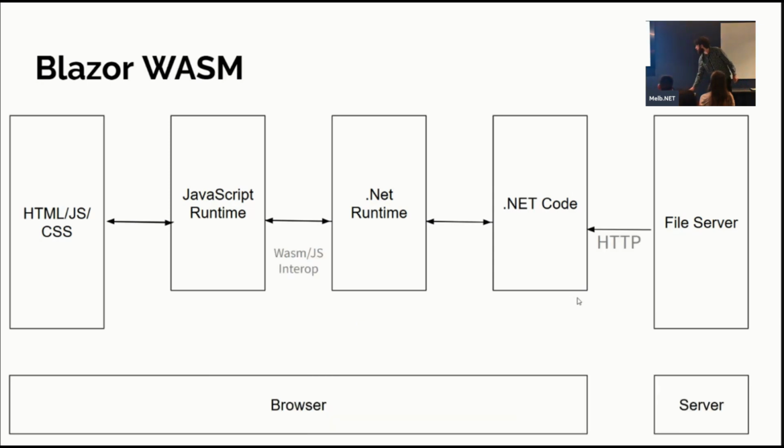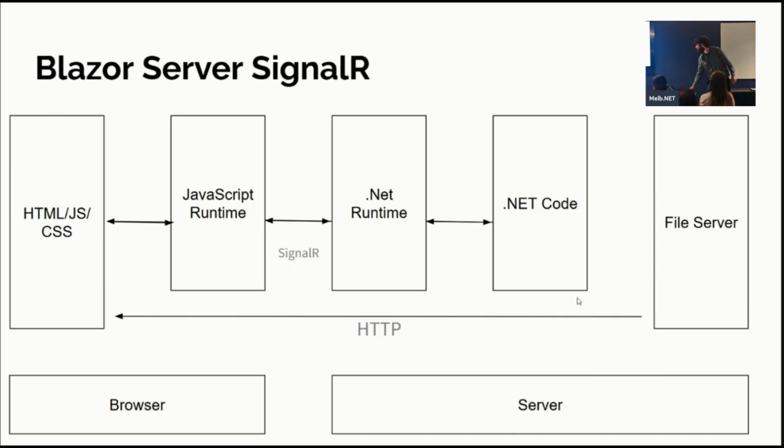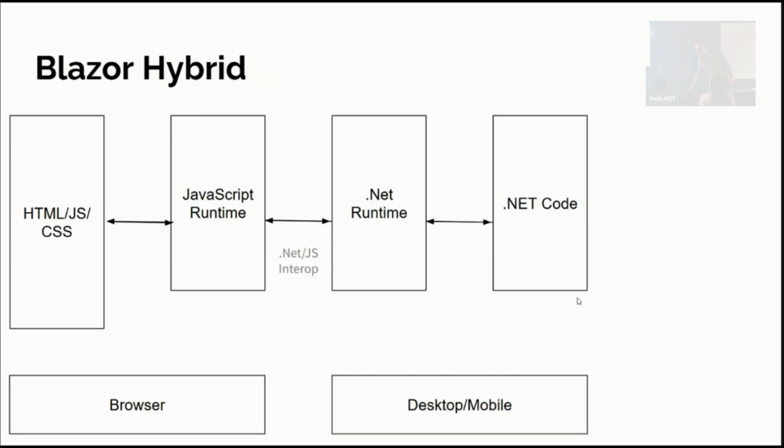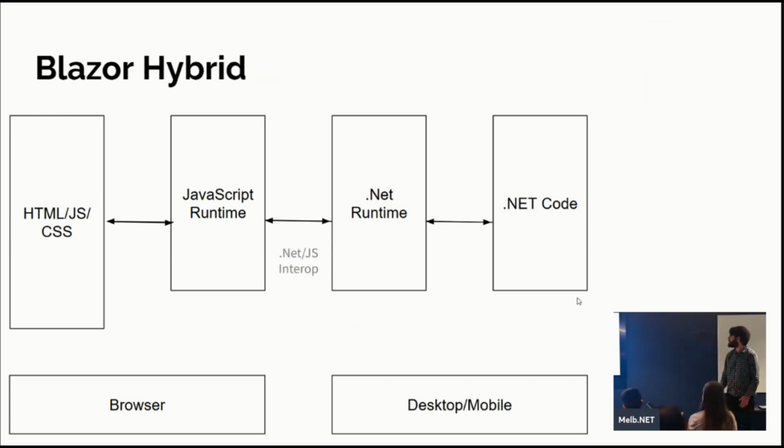So if we flip back and forth between those two, we see the shift between where you're running the code. Then Blazor Hybrid, as Will brought up before. Now we've got the .NET Runtime and your .NET code happening either on desktop or on mobile. And you've got the JavaScript runtime and your HTML, CSS happening in the browser.